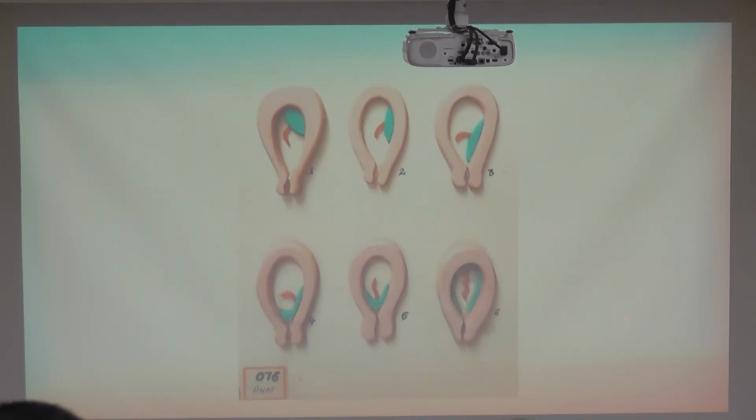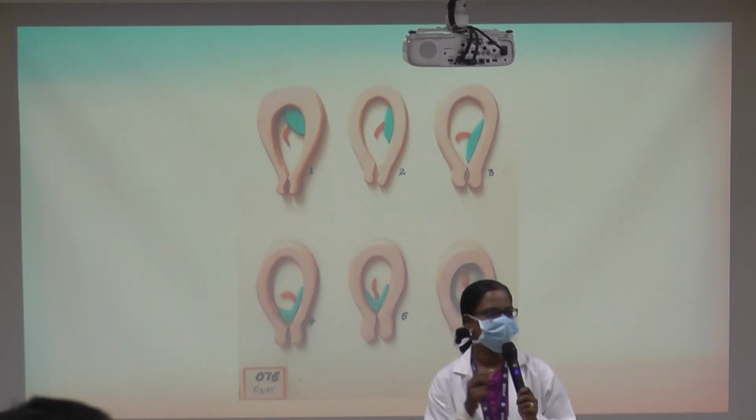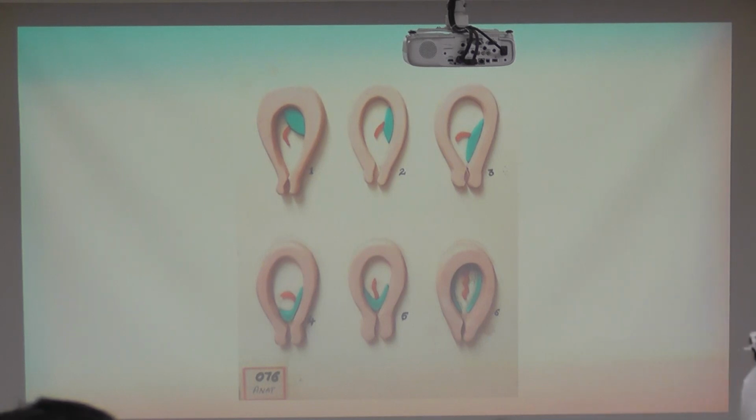So next one. What about this one? Placenta previa. Straight away placenta previa. Is this placenta previa? Not all. Okay. So which one is the normal one here? First one. Okay. So first one is the normal site of implantation of the placenta.